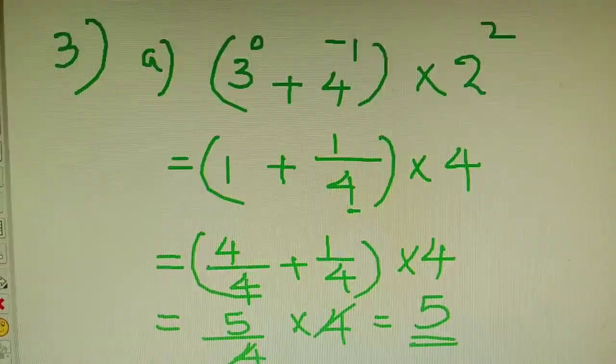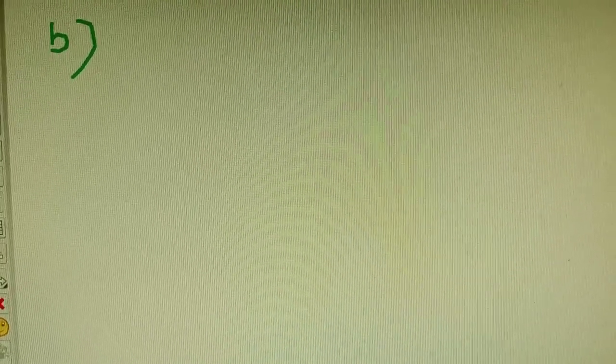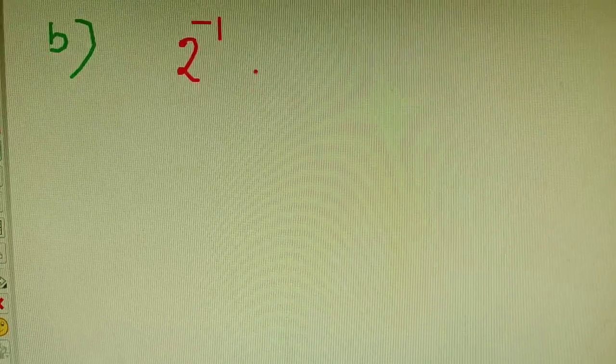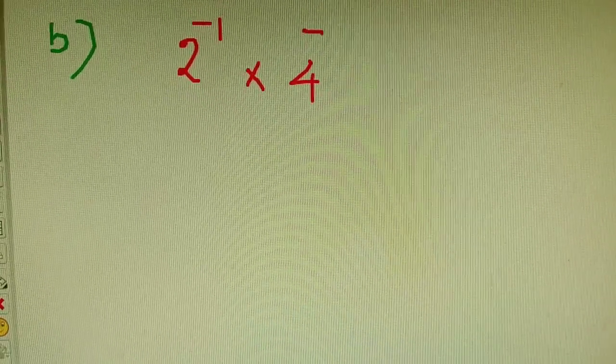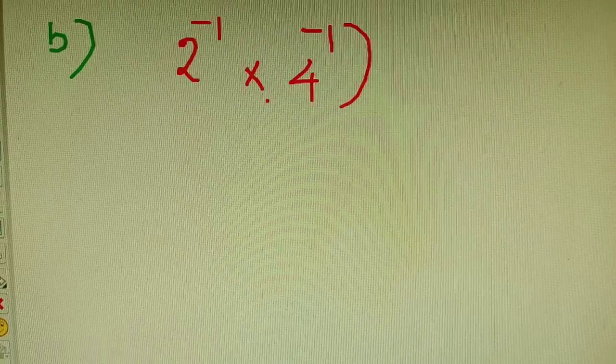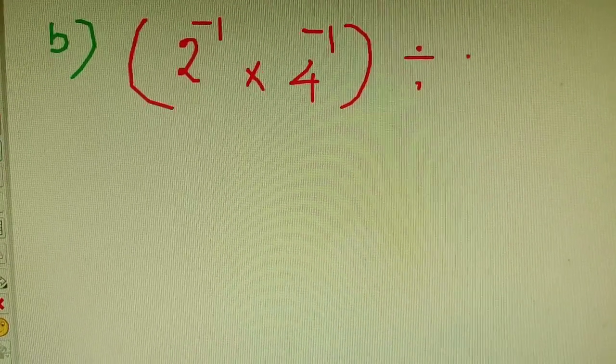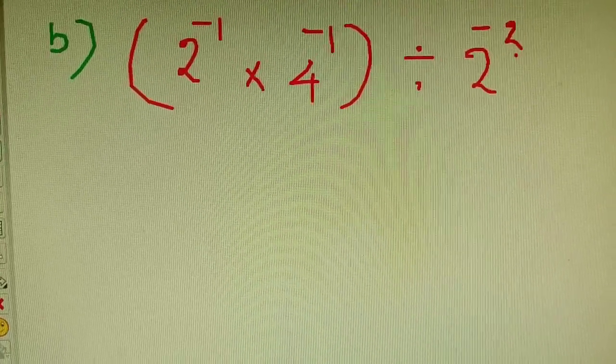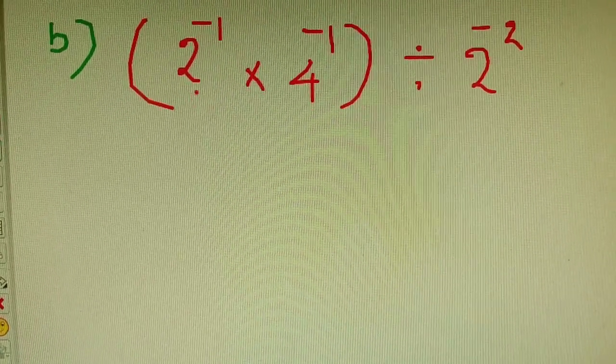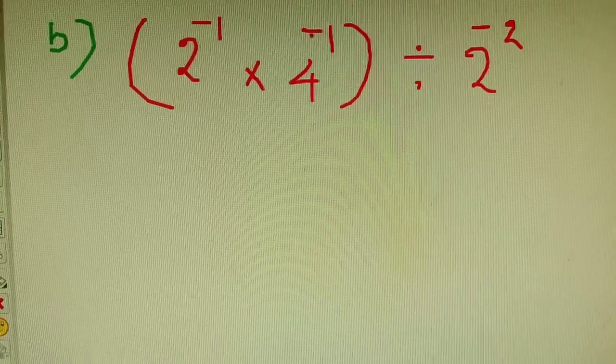Now the next option, that is question number B. Here the question: 2 to the power of negative 1 into 4 to the power of negative 1, that divided by 2 to the power of negative 2. Okay, in first, 2 to the power of negative 1 into 4 to the power of negative 1.